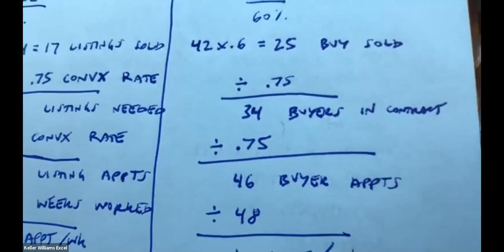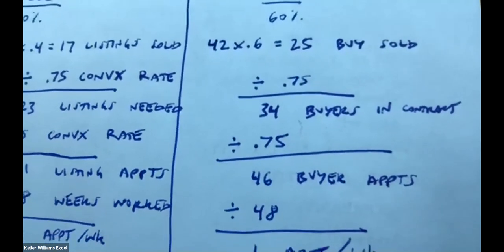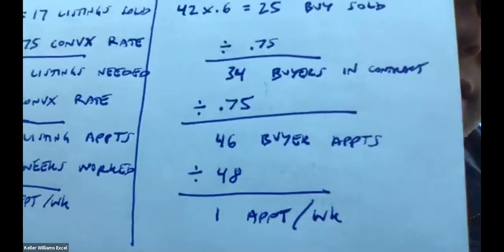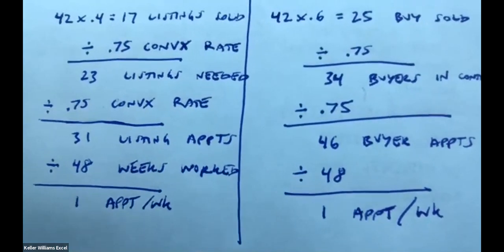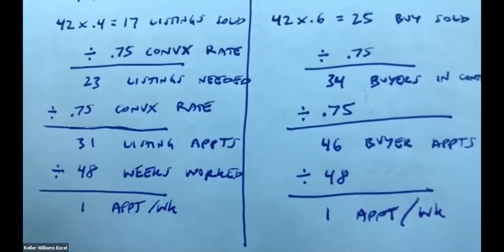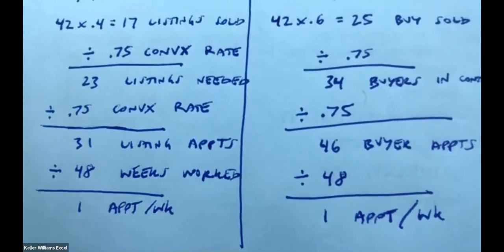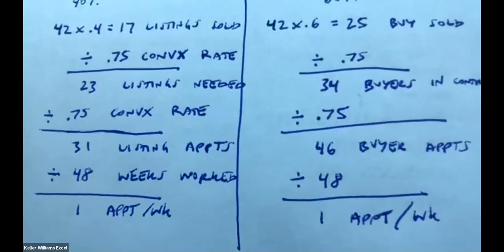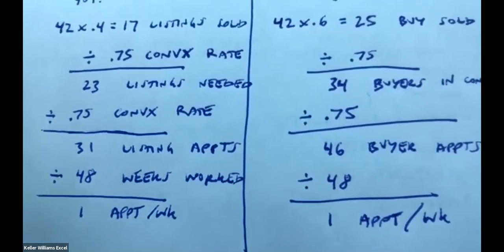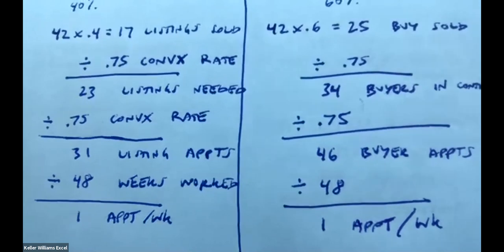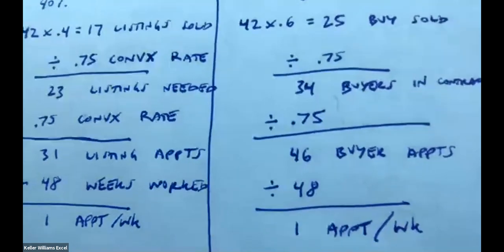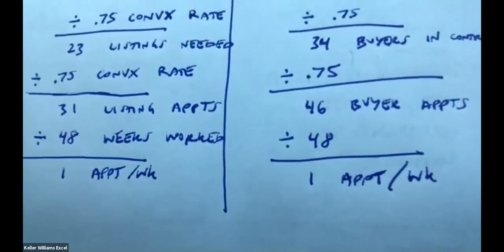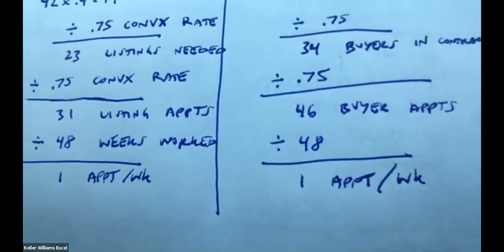Are these calculations easy enough for you guys? I'm assuming that's a yes. The last number that we're going to take is how many weeks do I want to work next year? I'm going to go off the assumption that we're going to take 1 vacation a quarter. So that means I'm going to work 48 weeks. So if I divide 46, which is the number of buyer appointments I need, by 48, which is the number of weeks I want to work, that equates to less than 1 appointment per week for buyers.